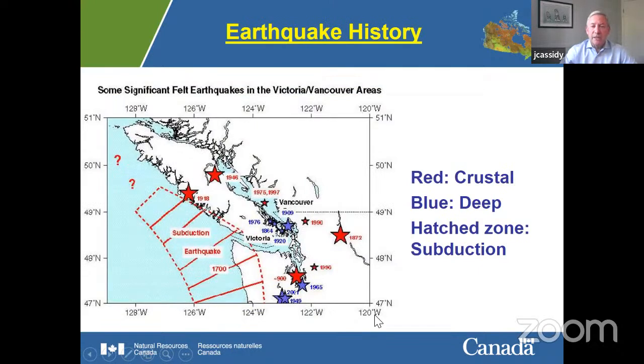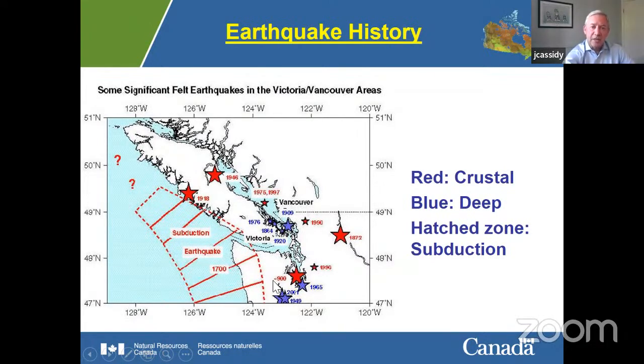So this gives you an idea of where those 3 types of earthquakes have happened here in the past. The red stars are the large crustal earthquakes. And of note, in 1946, a magnitude 7.3 earthquake beneath Vancouver Island. And you can see some of the other large crustal earthquakes near Seattle and on the west coast of Vancouver Island. So we've had some very large earthquakes within the North American plate.